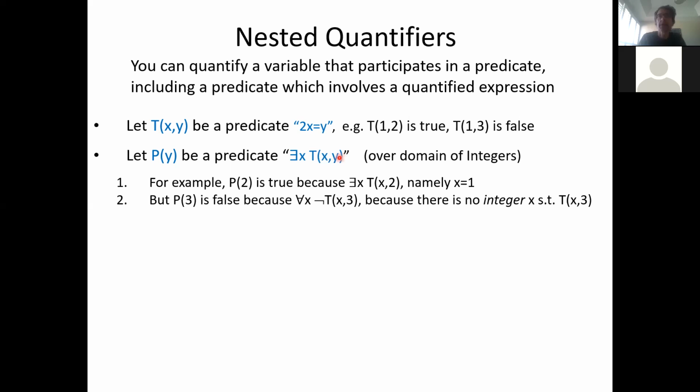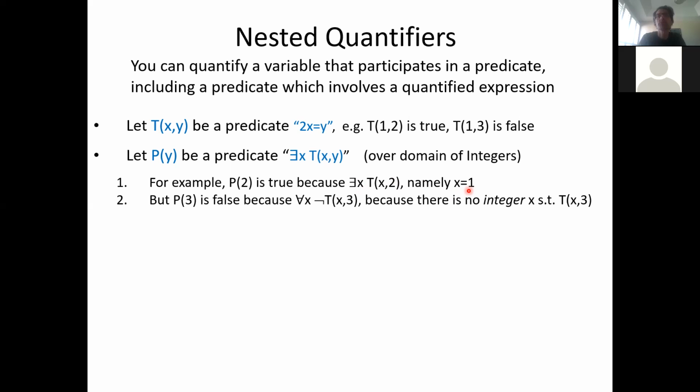Let's evaluate. Is p of 2 true? I say yes, because there exists an x which makes t(x, 2) true. Because what is t of x, y? That's 2x equals y, which is 2 here. So this stands for 2x equals 2. There exists an x such that 2x equals 2: x equals 1. The implicit domain here is positive integers.